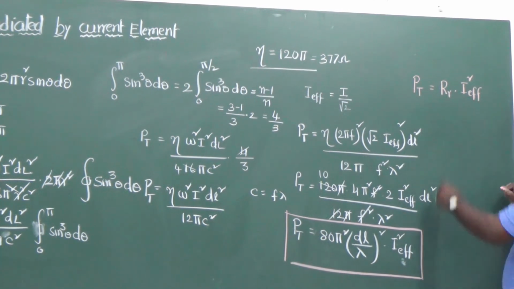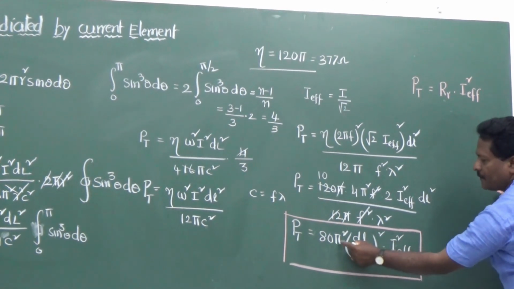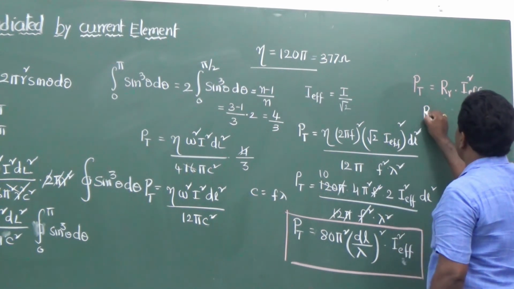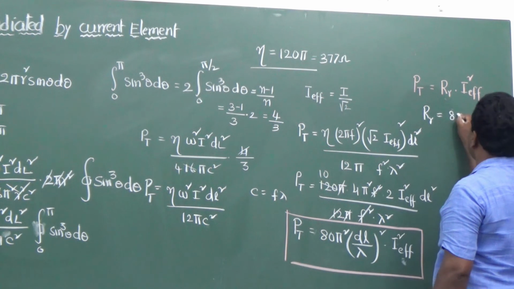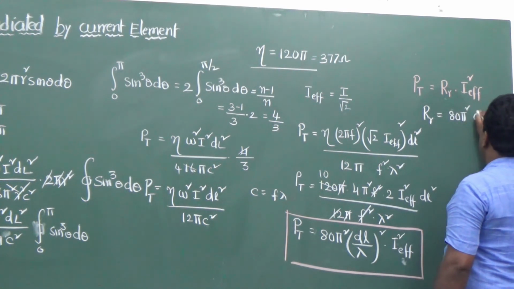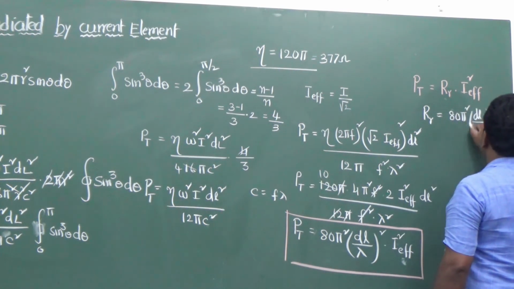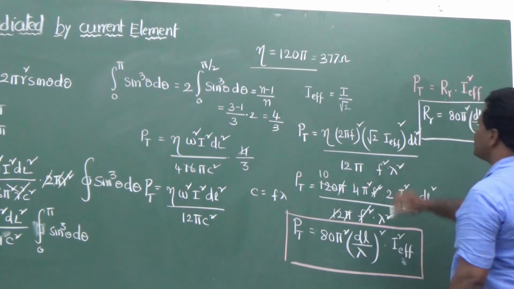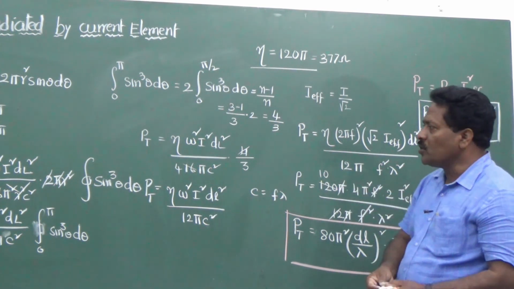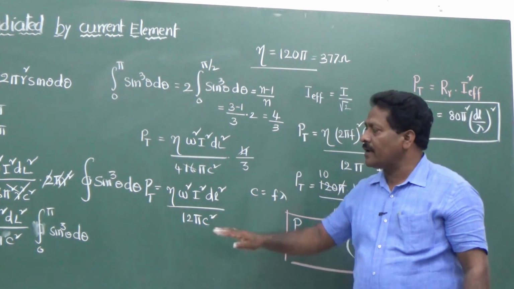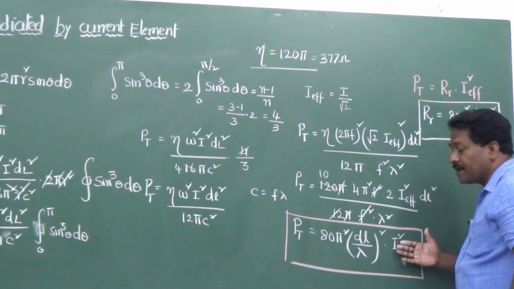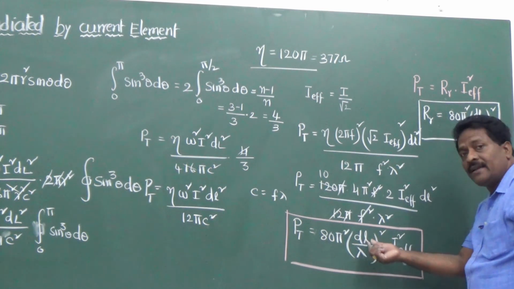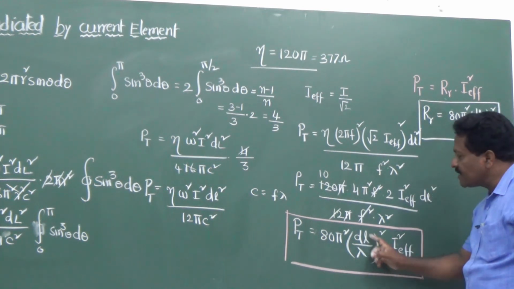What is Rr? This Rr is 80 pi square dl by lambda whole square. So finally I can conclude the radiation resistance of an antenna is equal to 80 pi square dl by lambda whole square. This is the expression for the radiation resistance of an antenna. So friends, in this class I told you two important things. Number one, the power radiated by an alternating current element, and this formula is applicable whenever the length of the antenna is very, very small. And this is the radiation resistance.